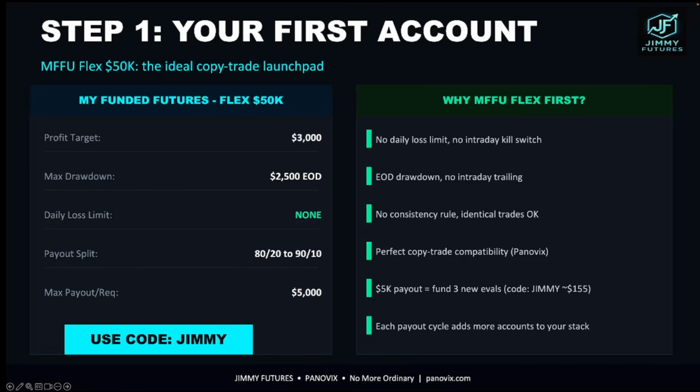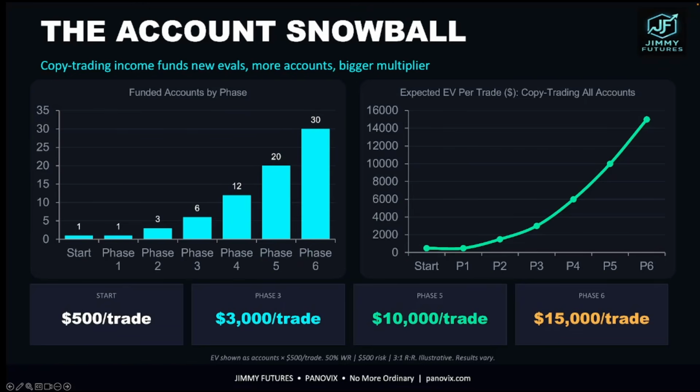You can use the 5K payout to fund 3 new evals. Obviously, use code Jimmy. Each payout cycle adds more accounts to your stack. So the fact that the max payout is $5,000, your net is $4,000 per account. That makes it number one. That's the one you should use first, and works out really, really well.